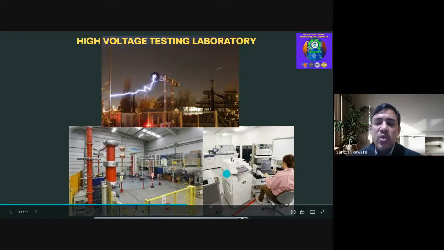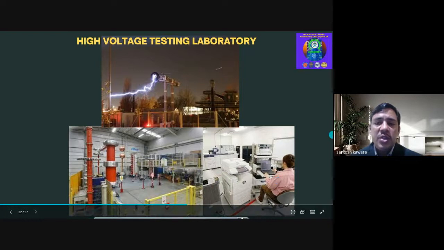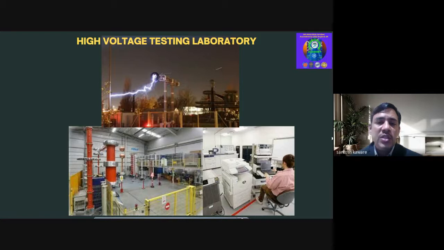Now there is automated facility, and there is much more automation in the high voltage testing laboratory also. If you see in India, especially if you talk about VJTI, there is a good lab for high voltage testing. They do high voltage testing of equipments at VJTI even for customers. Means there is a really good facility available.